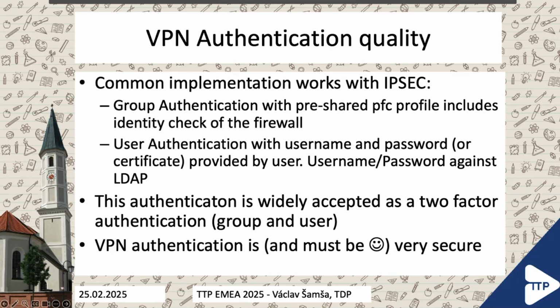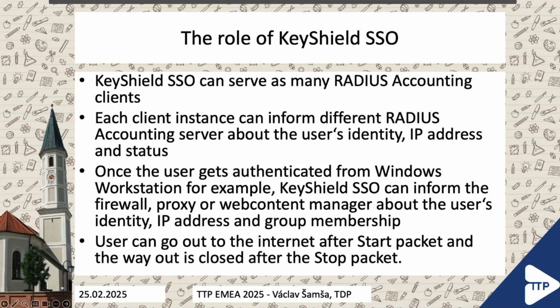As we have seen yesterday, one IDP can learn about the user's identity from another IDP. So if I trust the other IDP, I can just learn, and I do not need to do any further authentication. And this is the case. If I talk about KeyShieldSSO in my examples, KeyShieldSSO learns from the device, from the firewall, who is the user, and that's it.